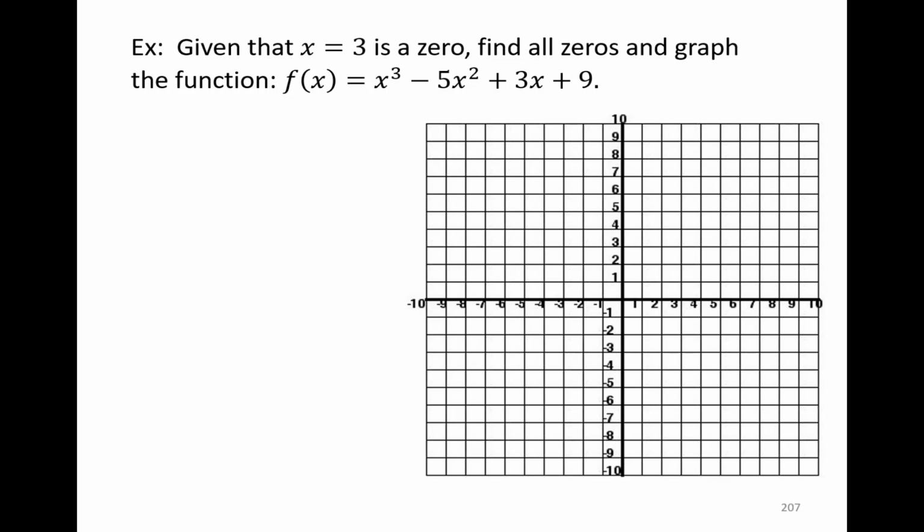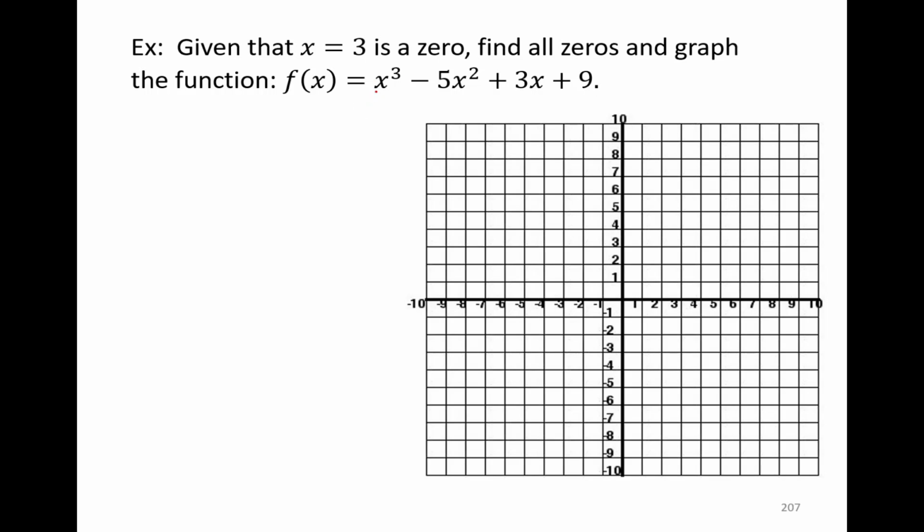Given that x equals 3 is a zero, find all zeros and graph the function f of x equals x cubed minus 5x squared plus 3x plus 9. To begin with, because I know we're going to have to graph this, I want to examine a few characteristics, one of which is end behavior.